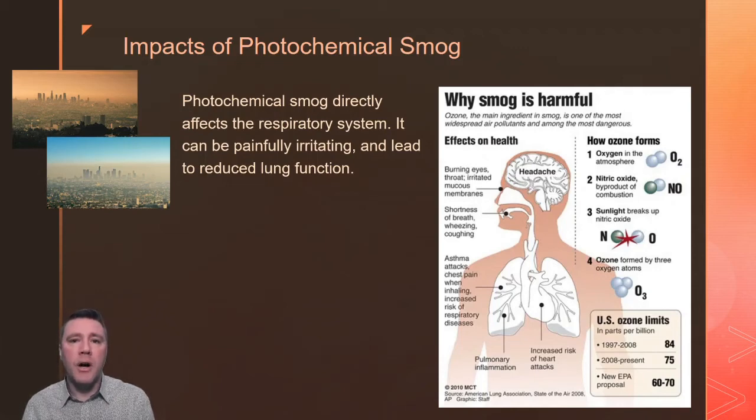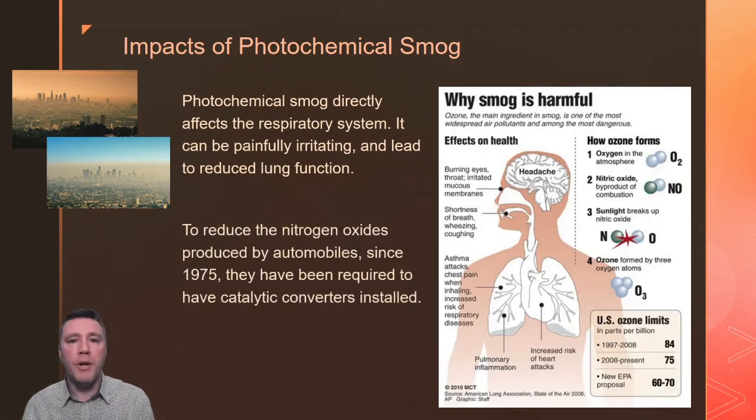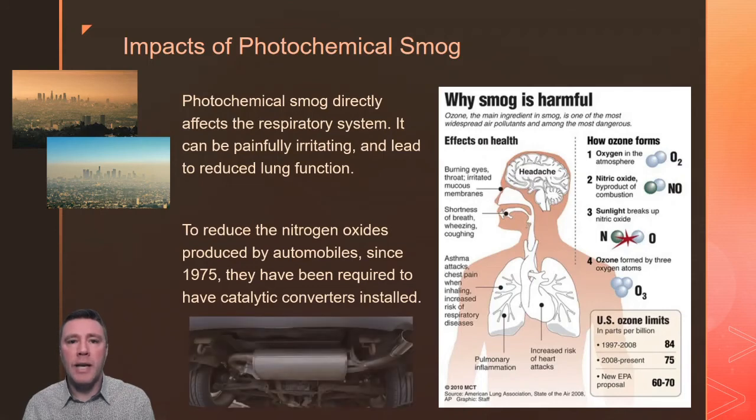Since nitrogen oxides are required for the formation of photochemical smog, and a significant source of nitrogen oxides is automobile exhaust, the use of a pollution control device called a catalytic converter was mandated on automobiles beginning in 1975. To learn about how a catalytic converter works, click on the link above to view a short video that will explain more.